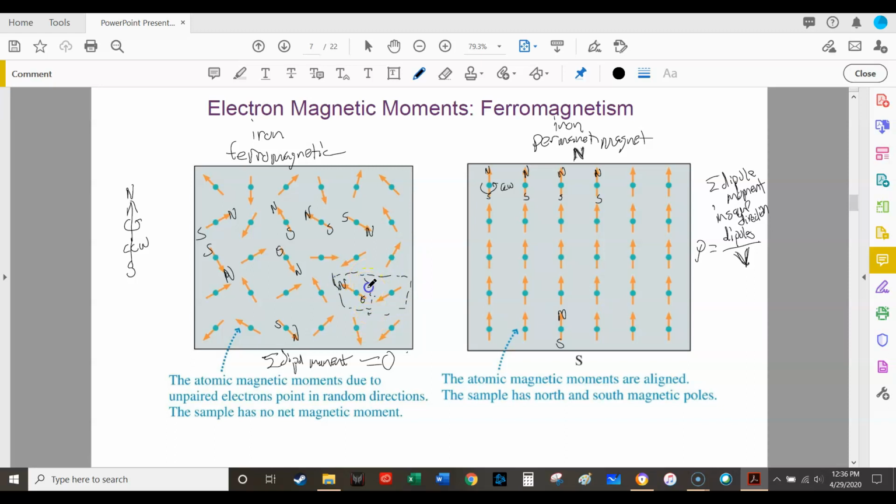So what you have to do is break up these bonds in between, and how you do that is you add temperature. So you heat it up, and then what you do is you put it in a magnetic field, a strong magnetic field.